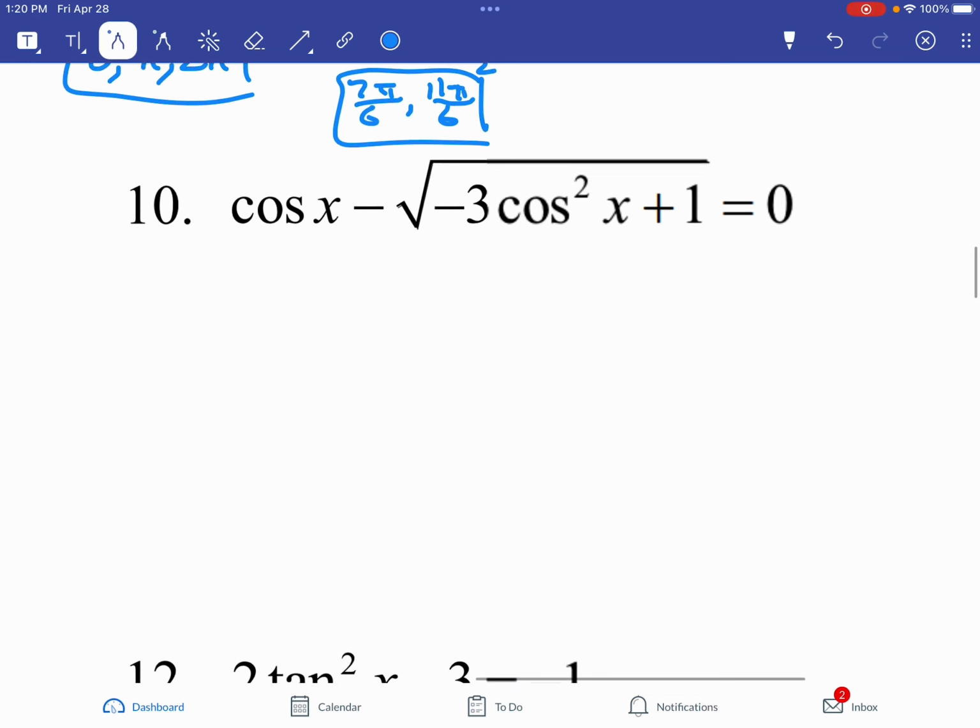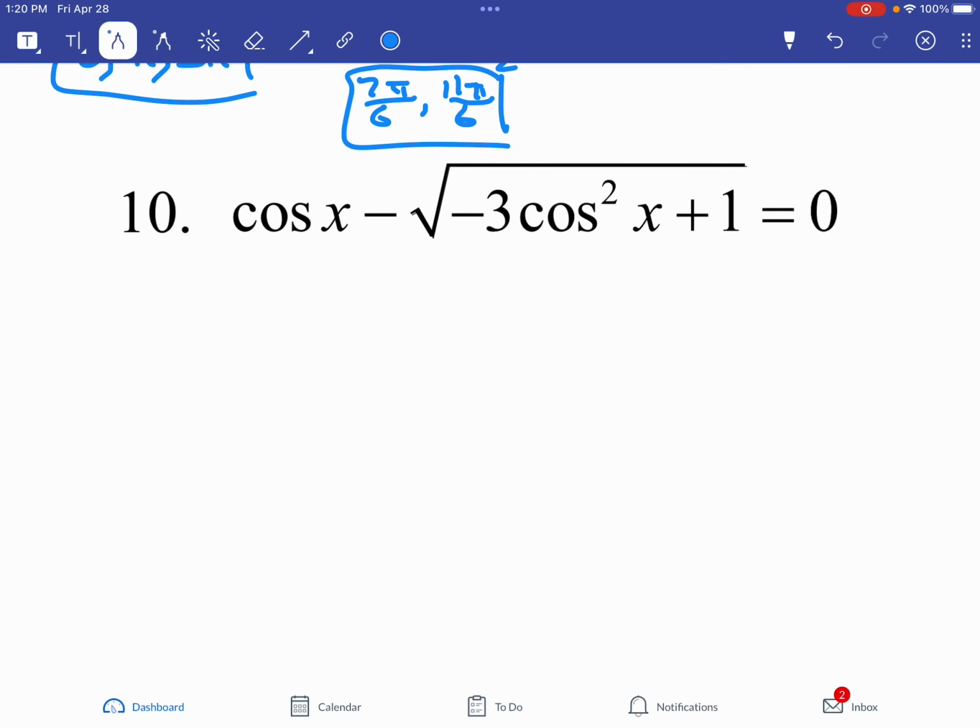Number 10. So in this case, I'm going to leave the cosine where it is, and I'm going to add the square root to the other side so I don't have that negative sign anymore.